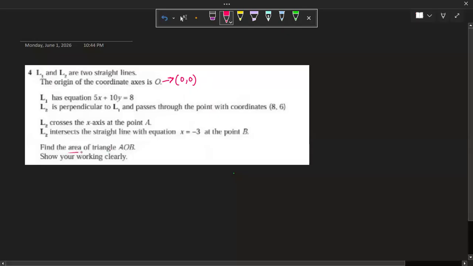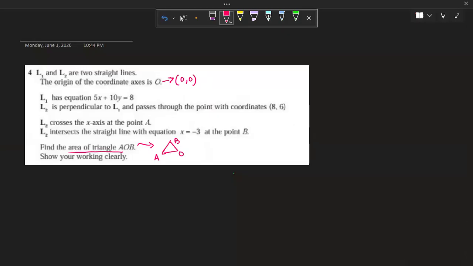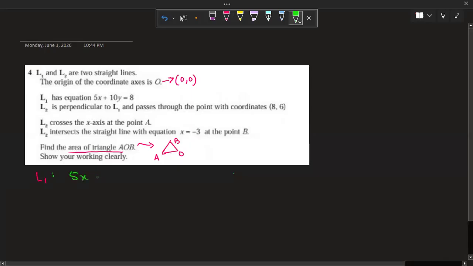This tells us that we will be obtaining the triangle OB, okay? So the 3 points should be known to find out the area of the triangle. Now, what we know is that L1, which is line 1, has the equation 5x plus 10y equals 8, right?